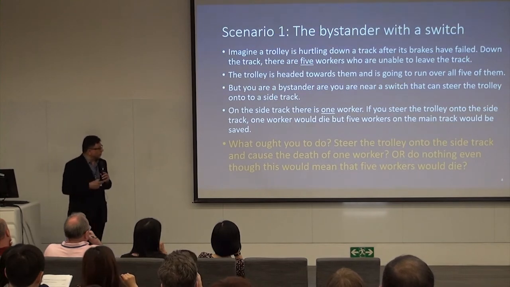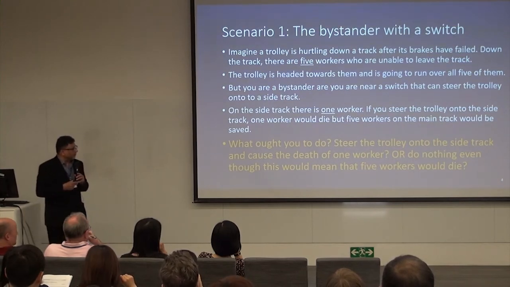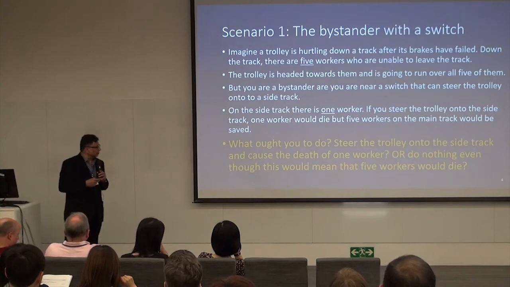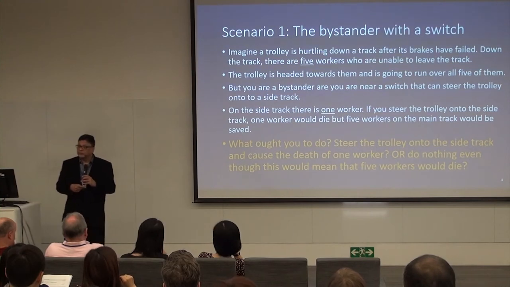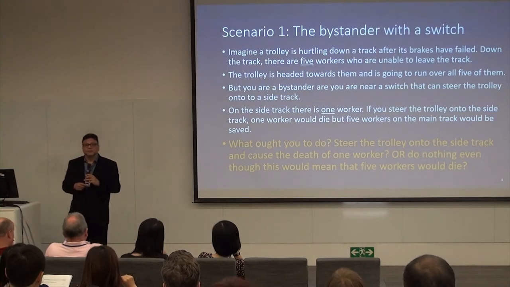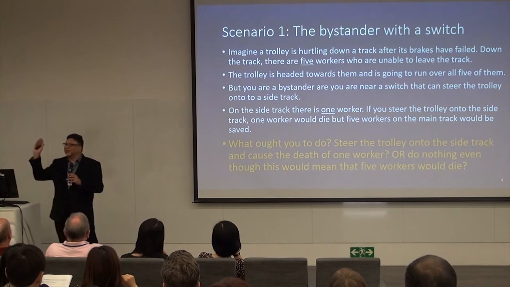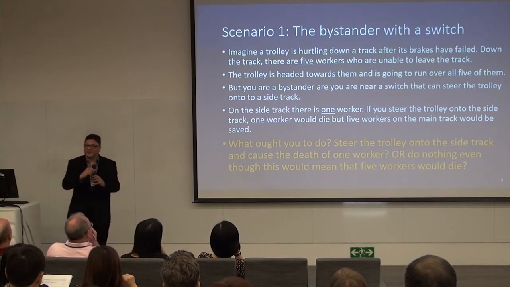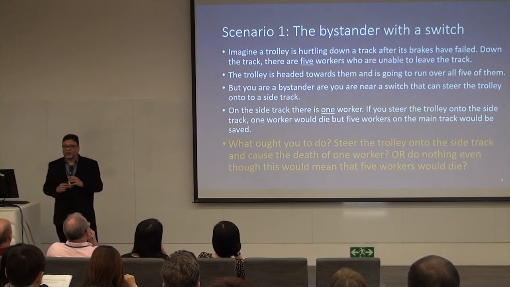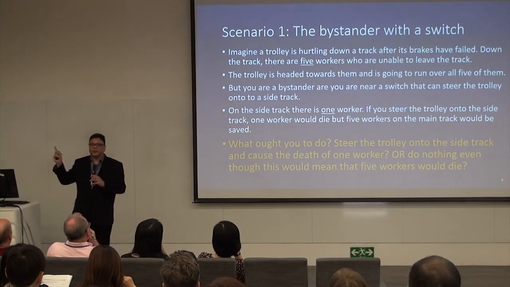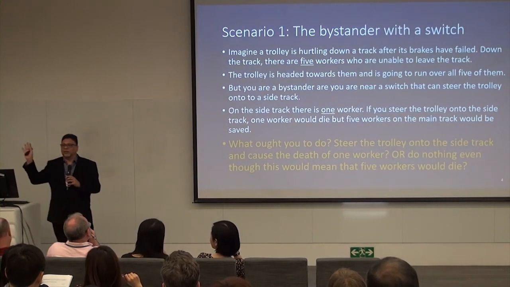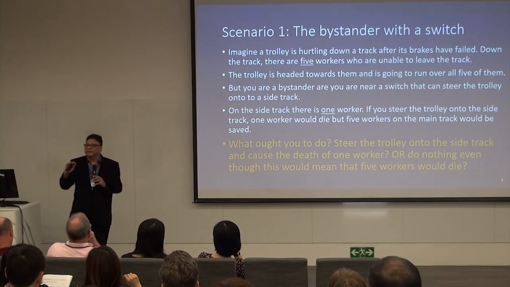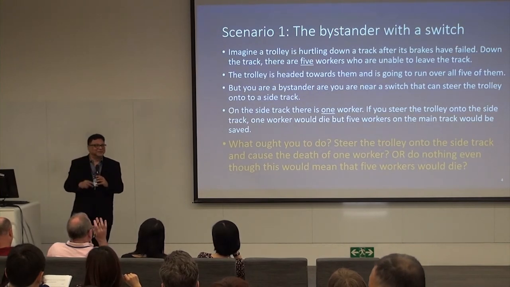Steer the trolley onto the side track and cause the death of one worker, or do nothing, even though this would mean that five workers would die? All right, any show of hands? Would you steer the trolley onto the side track and kill one person? How many would think that way? Okay. How about just doing nothing and allowing five persons to die? Oh, there are a few.